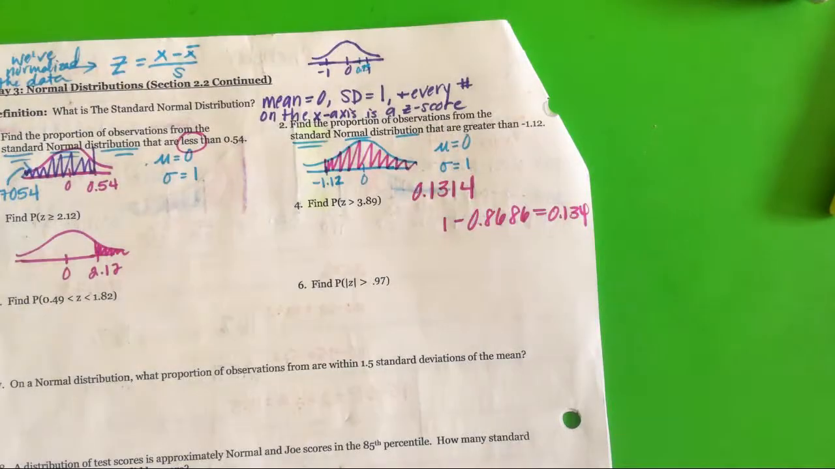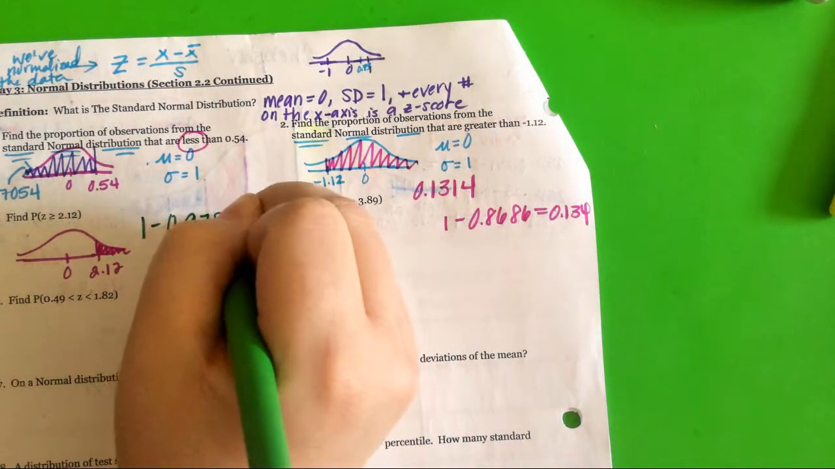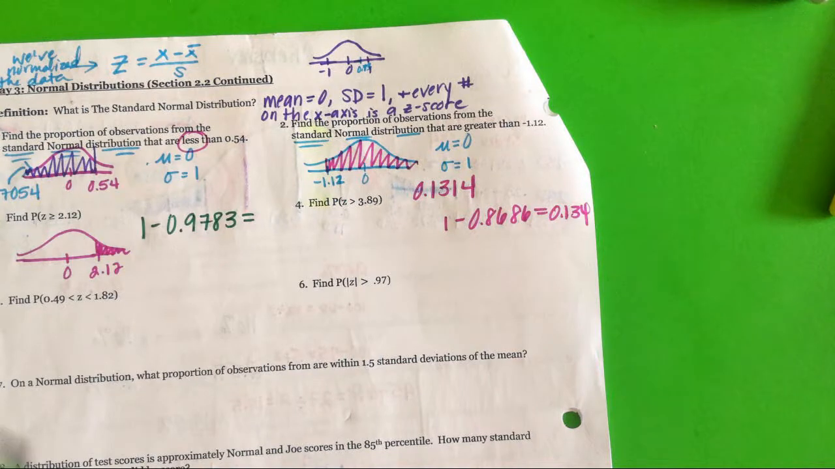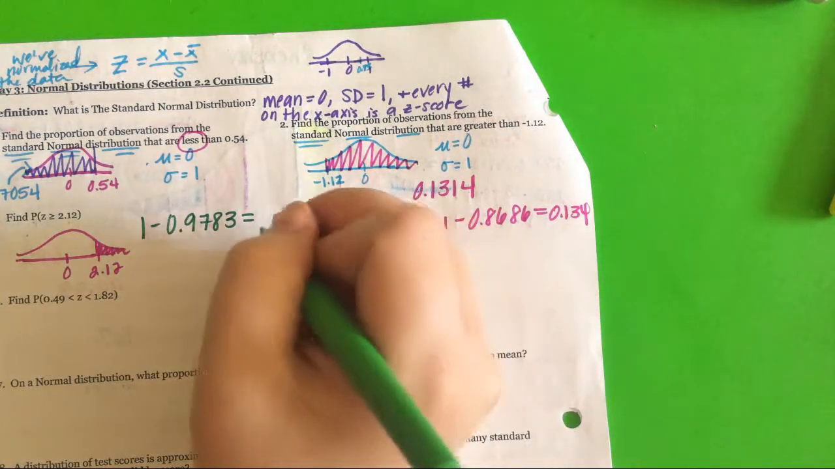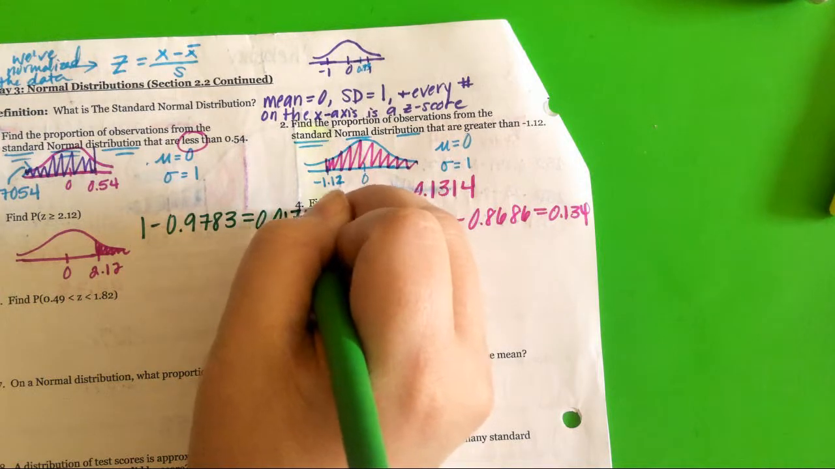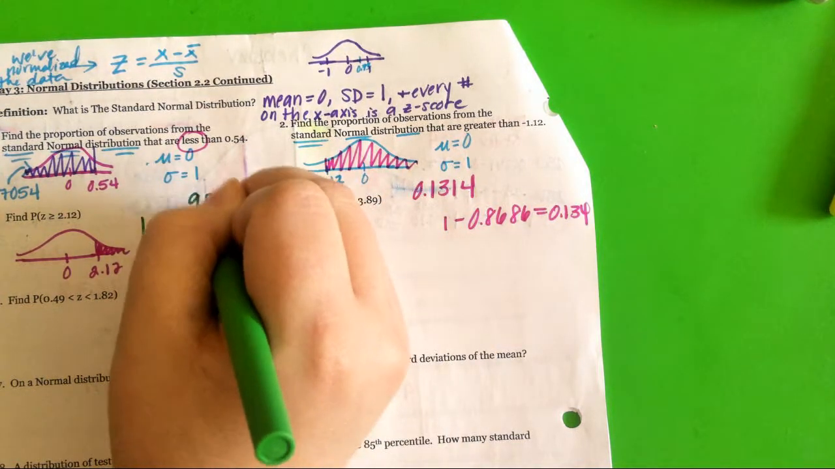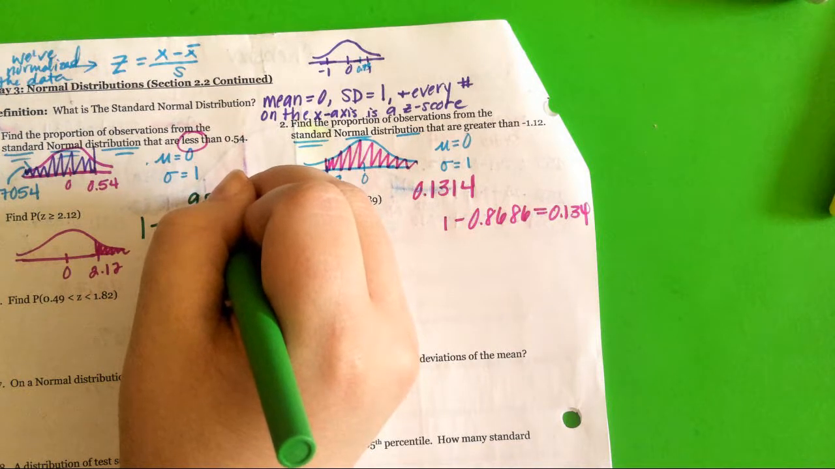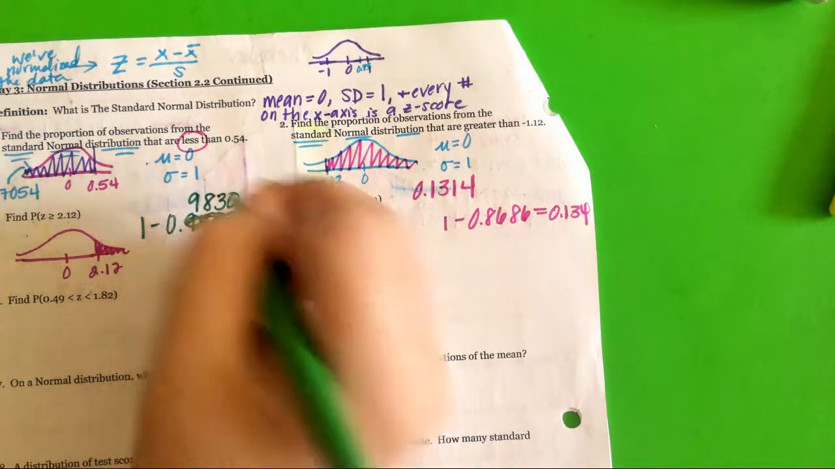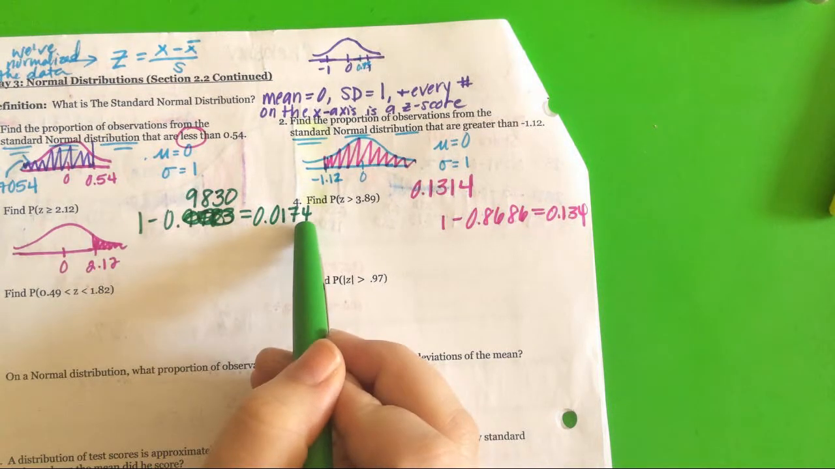Okay, so I've got 1 minus 0.9783, and I end up getting, I think, 0.0174? It's 0.983. Thank you, bless you. Can't transpose and read at the same time. But it should be 0.0174.